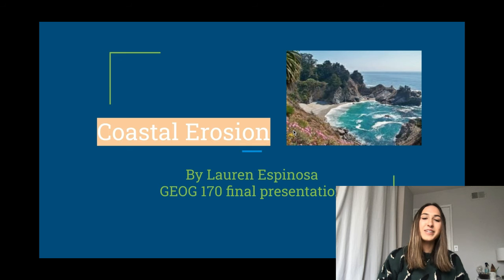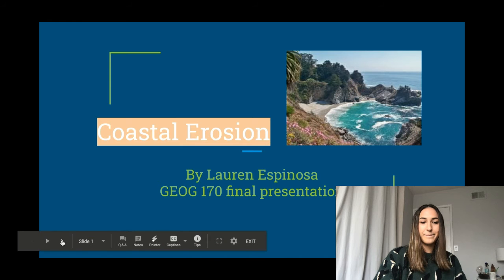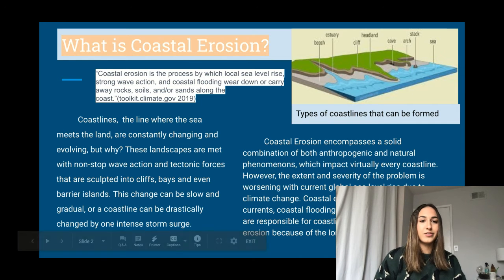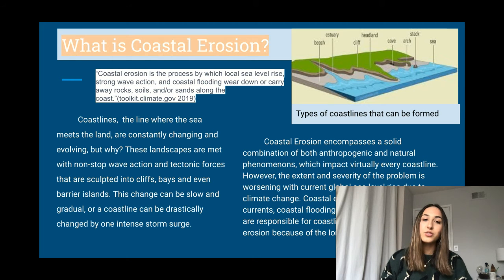Hi, my name is Lauren Espinoza, and this is my presentation on the sustainable solutions to coastal erosion. First, we're going to start off by what is coastal erosion. According to climate.gov in 2019, coastal erosion is a process by which local sea level rise, strong wave action, and coastal flooding wear down or carry away rocks, soils, and or sands along the coast.